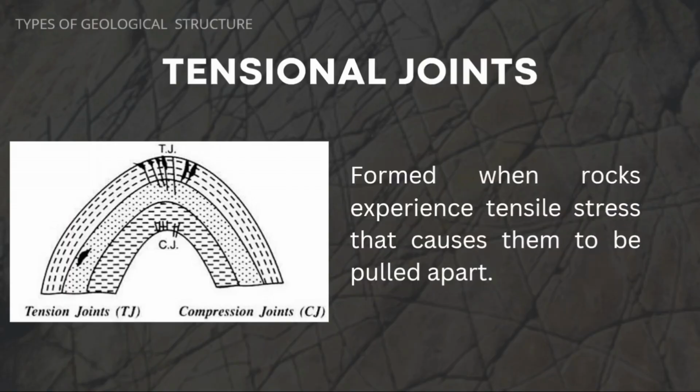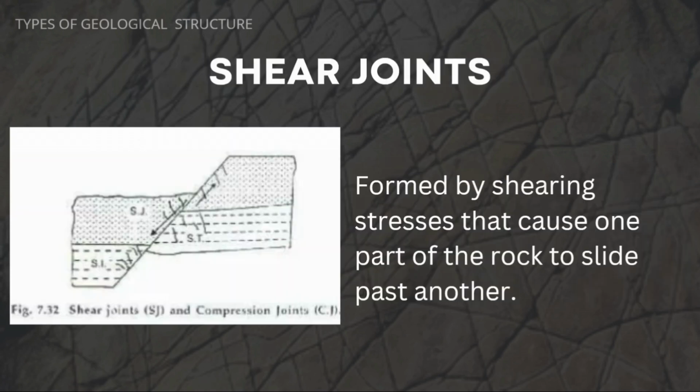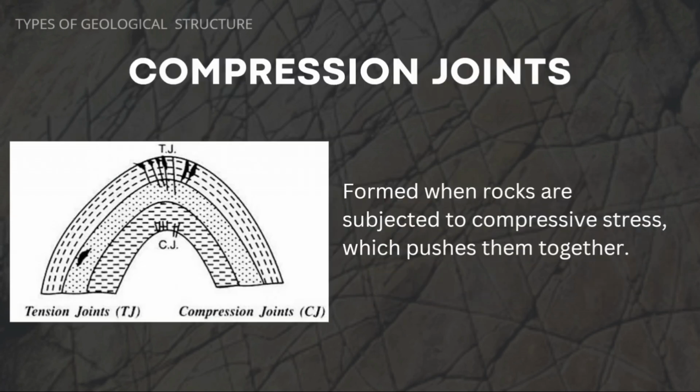First is the tensional joints, formed when rocks experience tensile stress that causes them to be pulled apart. Next is the shear joints, formed by shearing stresses that cause one part of the rock to slide past another. Then, the compression joints, formed when rocks are subjected to compressive stress which pushes them together.